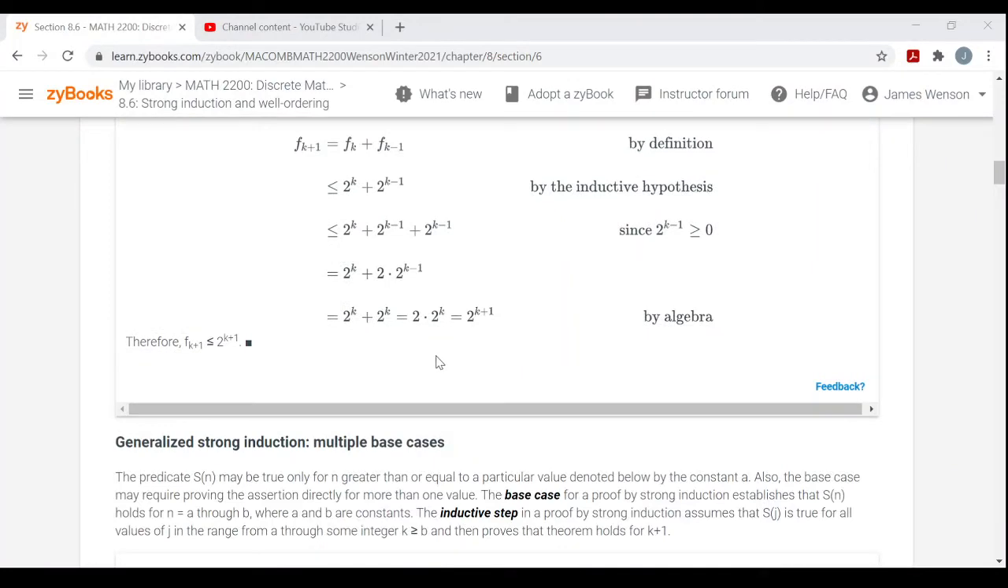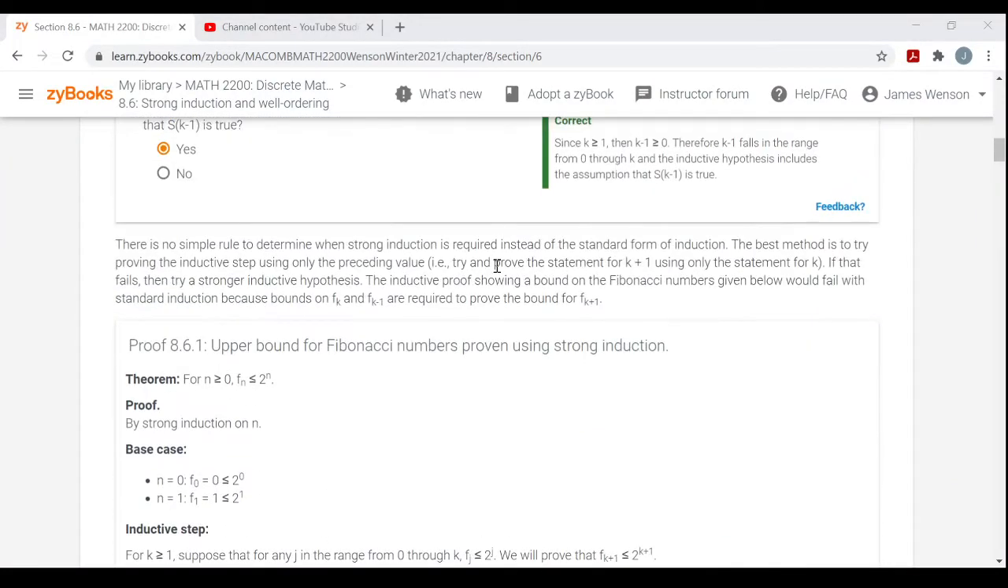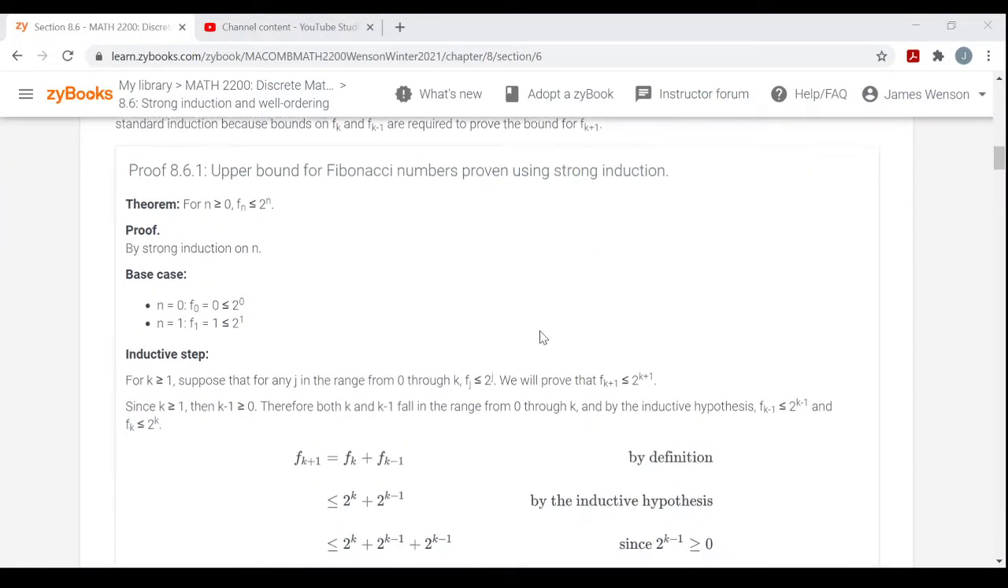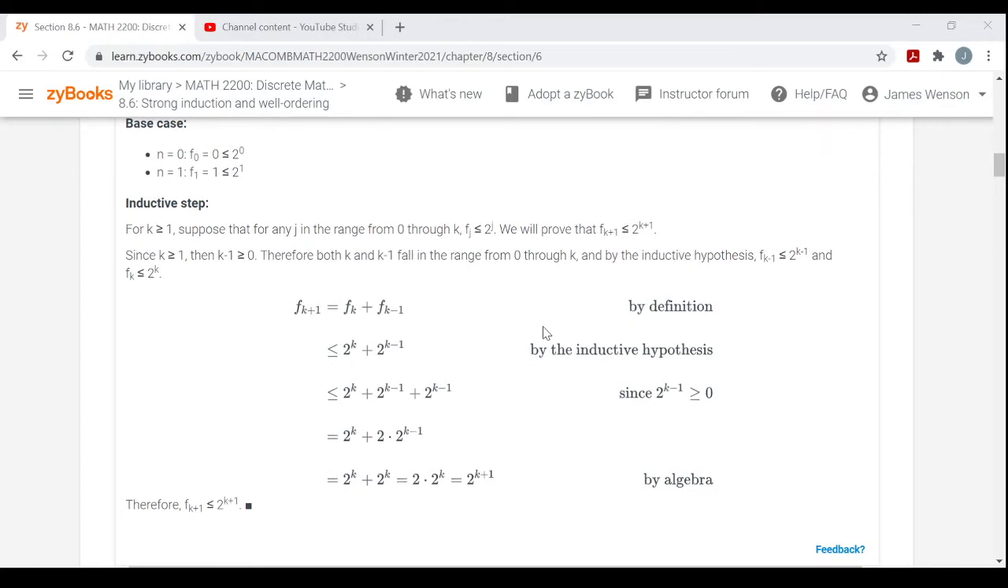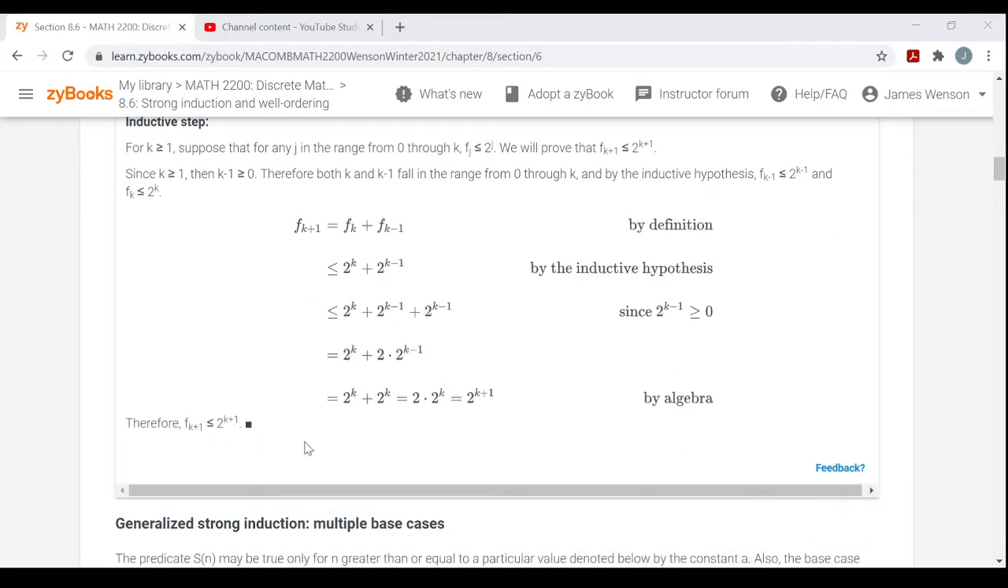And again, they read through it here. They got their proof here. It's pretty much the same thing I did. Yeah, they added on that extra 2 to the k minus 1. Pretty much the same thing I did to show that it's true for the k plus first, when n equals k plus 1.